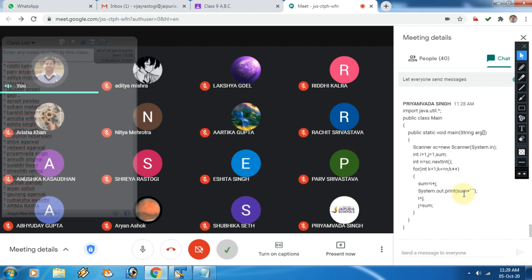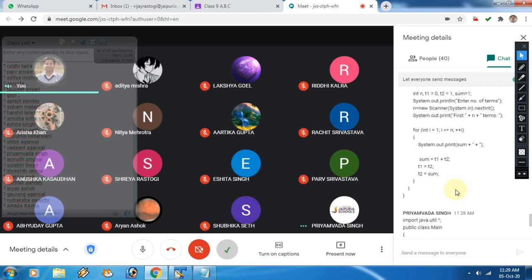Now Priyamvada, in this, what? So is it correct? No, it is not correct, but it can be correct. For that you need to work on the starting point of i and j, because see, i and j both are 1, so 1 plus 1 you are getting 2, the third term, and you need to print 1 and 1 also, right?